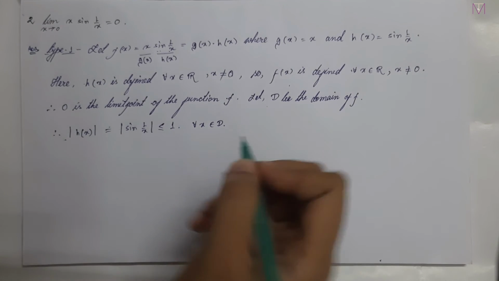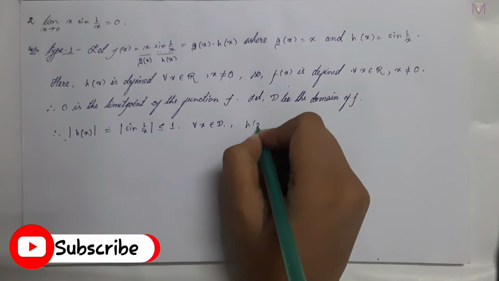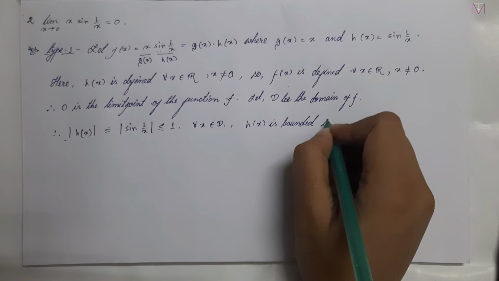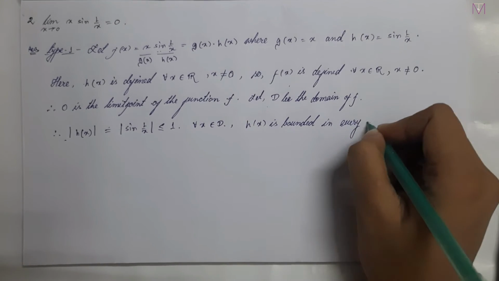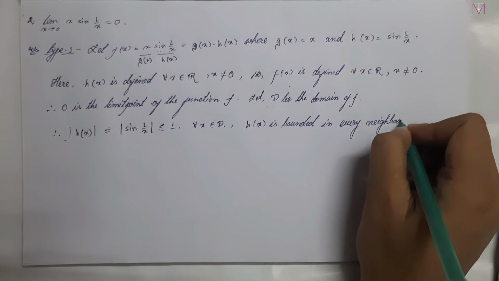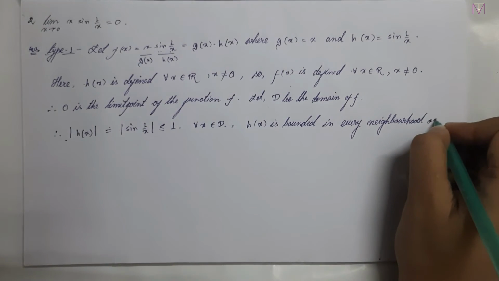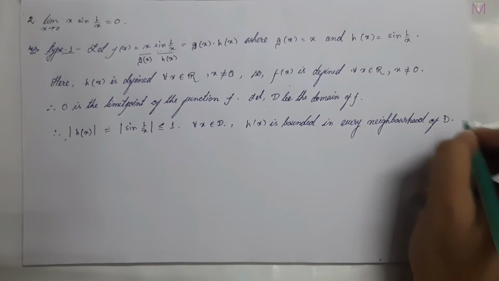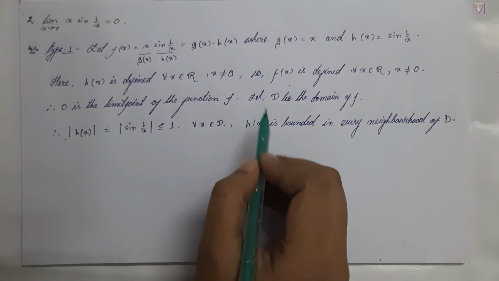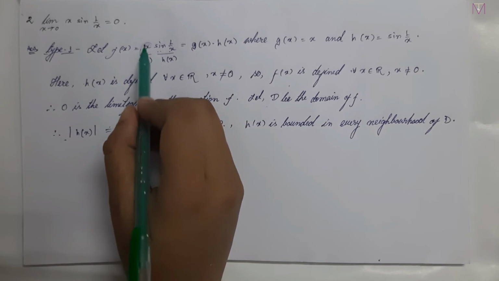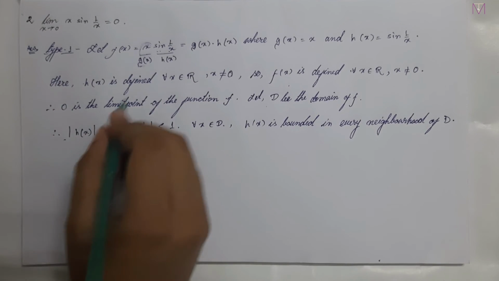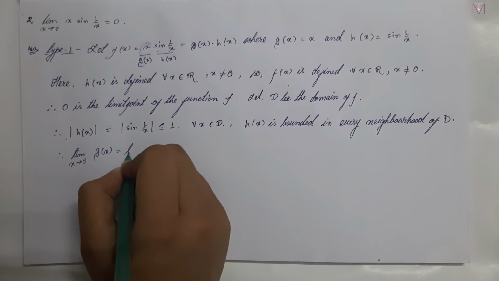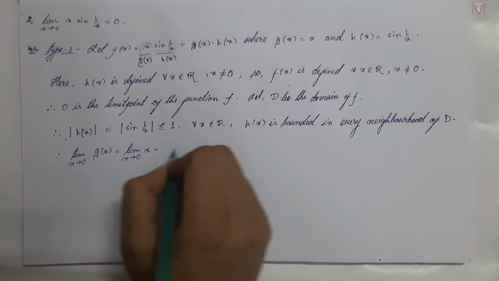From this what we can say, h(x) is bounded in every neighborhood of the domain D. This is bounded, it is clear. Now we have to show what is the limit of the function. Therefore limit x tends to 0, g(x) is equal to limit x tends to 0, x is equal to 0.